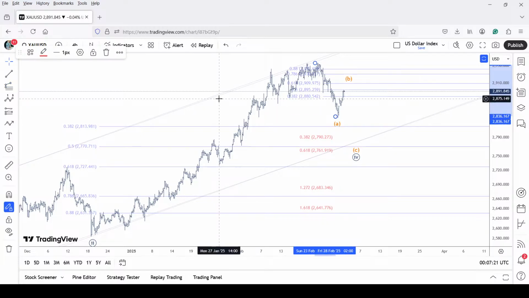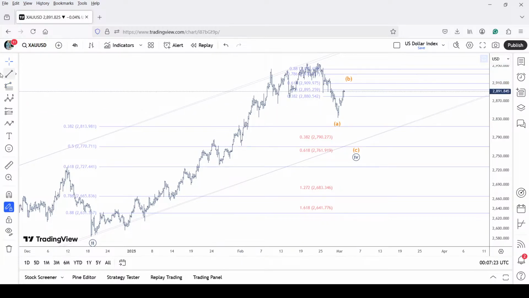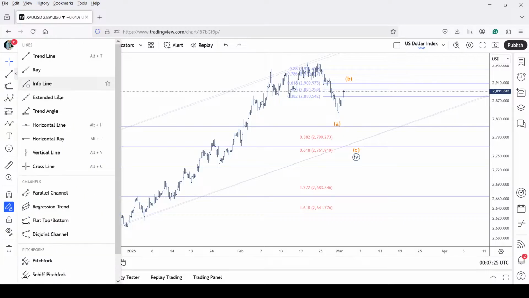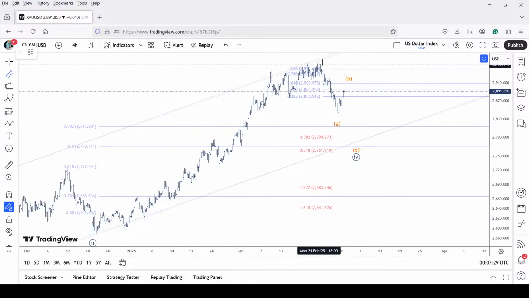what we did earlier. Another thing which we could do in anticipation of a potential wave B complete is draw a parallel channel, and remember, waves really follow that channel path.